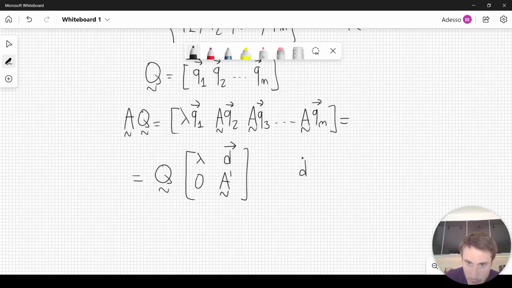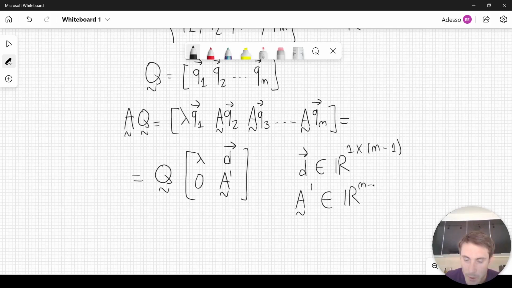So let me remind you that D is a vector like this, so it belongs to R to the 1 by n minus 1. Because as I said, D only has 1 row and n minus 1 columns. And of course, A prime will be an n minus 1 by n minus 1 matrix, so we can say that A prime belongs to R n minus 1 by n minus 1, like this.